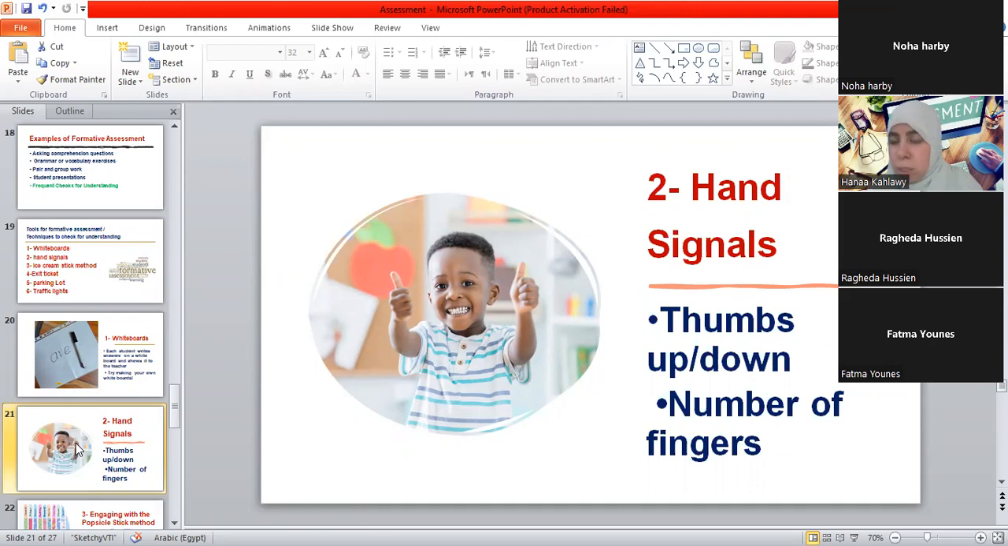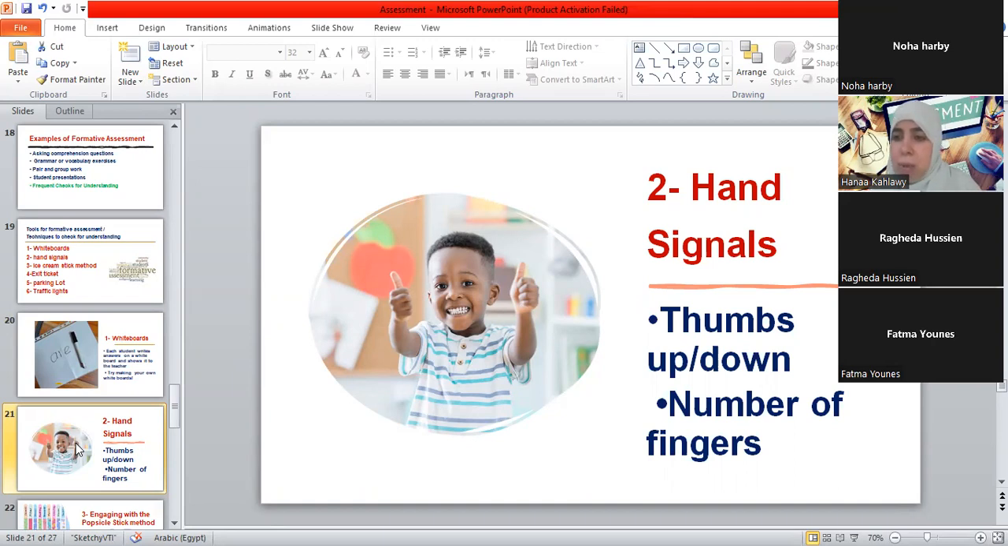So it's all about you. You can tell your students, I'm asking you a question. If you are sure, so raise 3 fingers. If you are not sure, raise 2 fingers. If you need help and you don't know the answer of the question, you raise just 1 finger. And you can, after that, check their answers, okay? So this is for hand signals. So using hand signals is, again, a quick way, and it's helpful to check their understanding, okay?